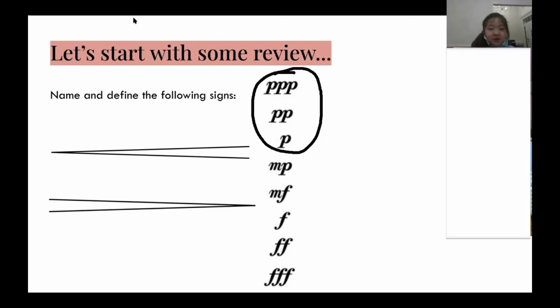So this first one is soft, or piano. The second one is more soft, and the third one is the softest. Exactly. If you add more P's, it gets softer. Do you know what this is called? The P stands for piano. Very good. Do you know what the double P's are called? No, I only know what the one P is.